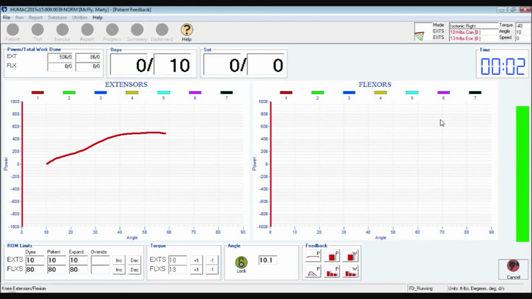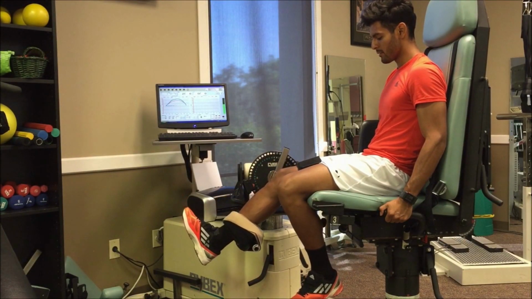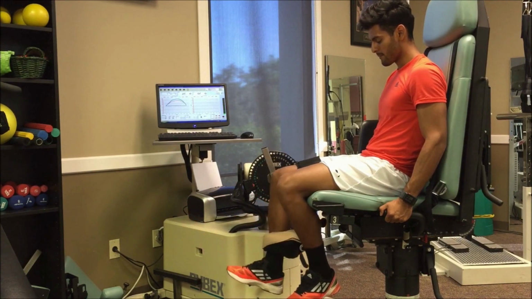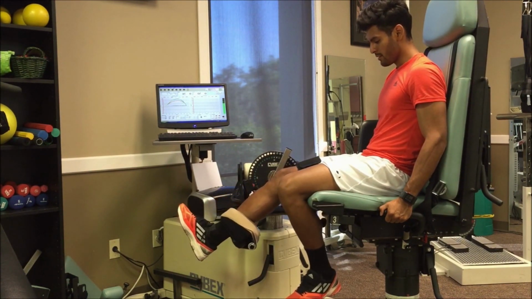So the last isotonic application is the one that I actually use the most, and it's for power training. So in it, I have it set for a certain amount of torque. I tell that patient, I want you to do the concentric as hard and as fast as you can, and then just control it slowly coming down in the eccentric. So it's really good for working that concentric rate of force production.